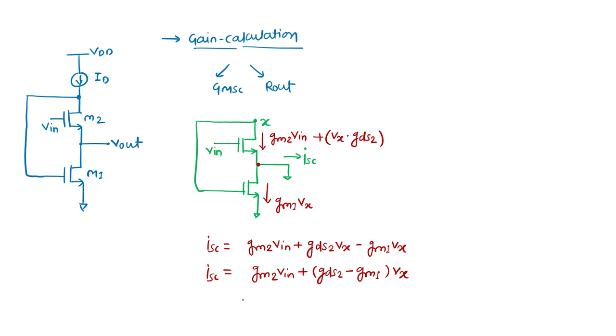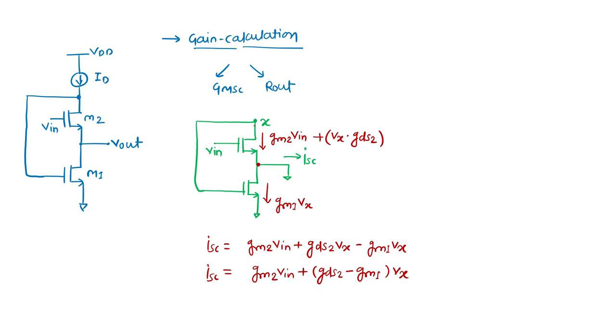Let me think about it. This is your GM VGS, and this is your Vx. So what is the relation that we can see from here? Applying KCL at this node, the current is zero: GM VGS, Vx over RDS.